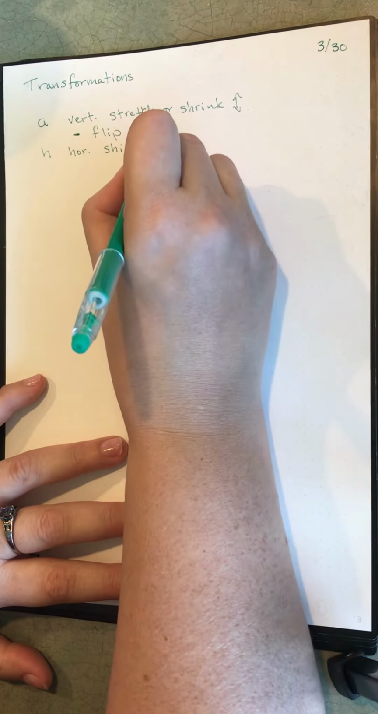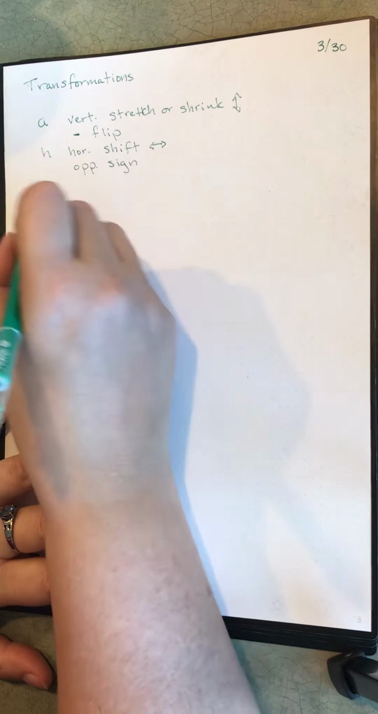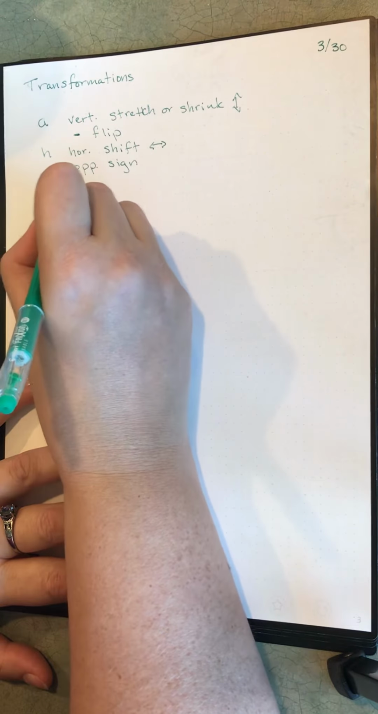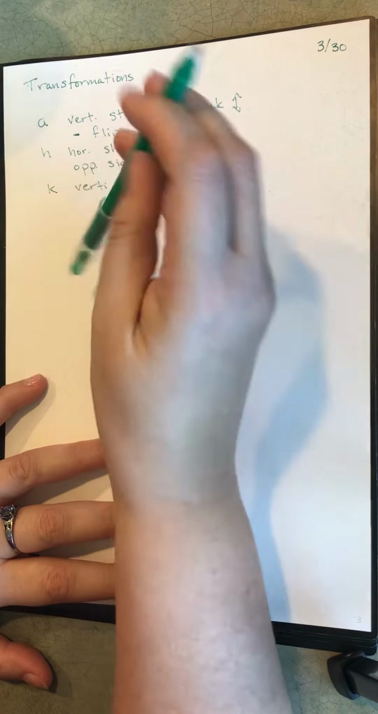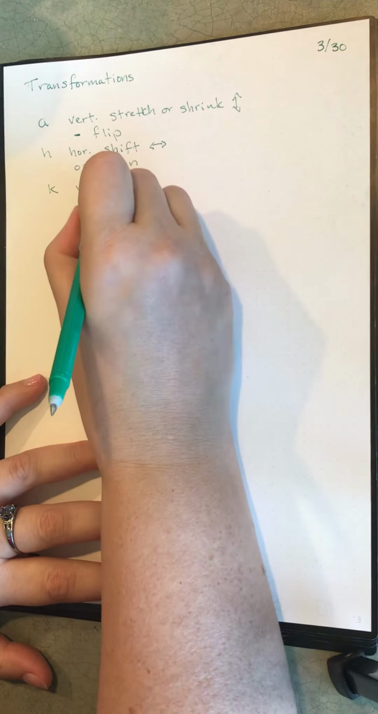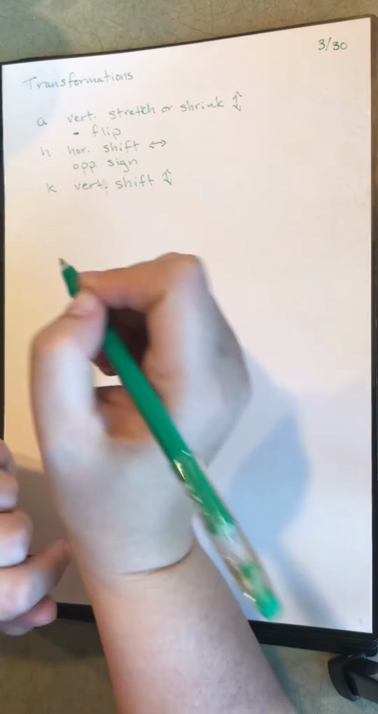And remember that this is going to be the opposite sign. And K is our vertical shift. No tricks with that one.